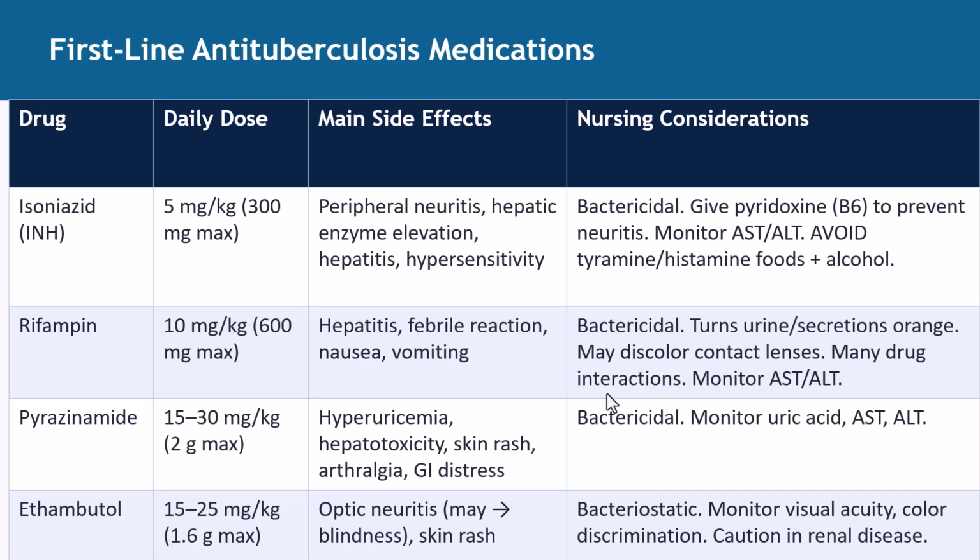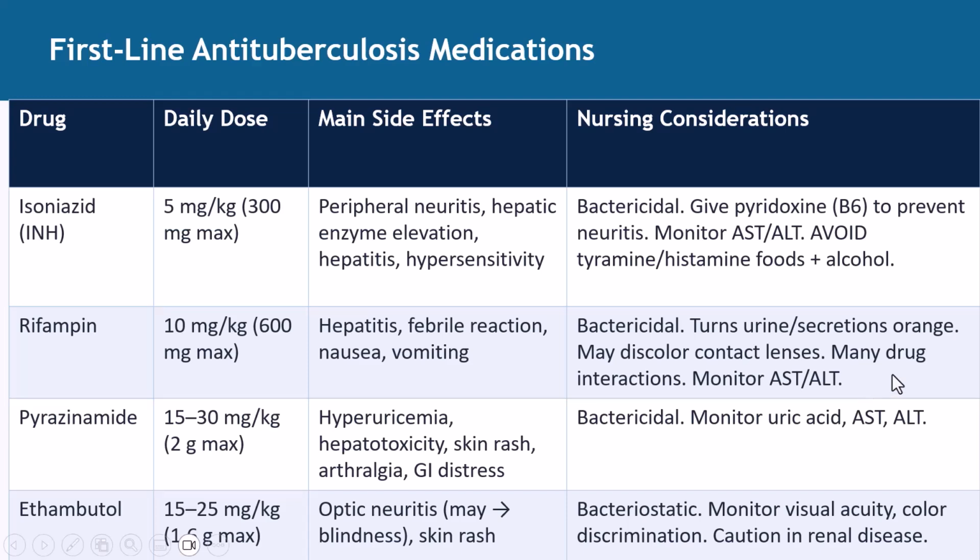A unique and important nursing consideration is that Rifampicin turns body secretions orange. Urine, tears, sweat, and saliva will all become orange to red in color. Warn patients about this before treatment. It also stains soft contact lenses permanently, so patients should switch to glasses during treatment.